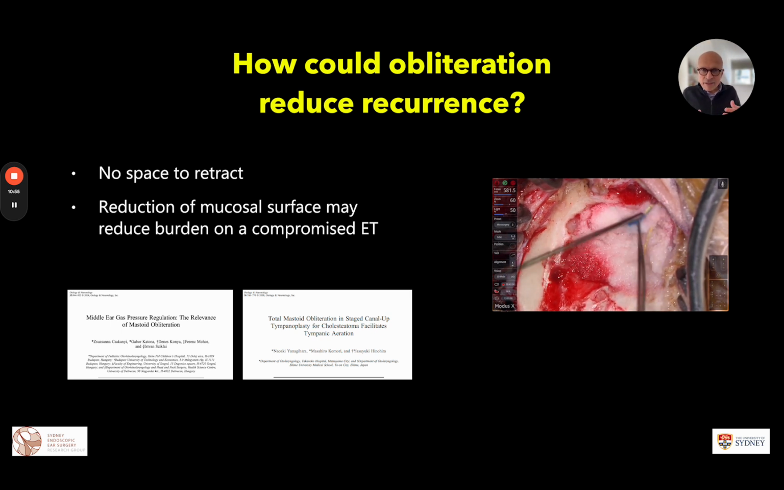And potentially, if we're looking at the compromised eustachian tube function theory of cholesteatoma formation, then if we reduce the mucosal surface that's required for the compromised eustachian tube to ventilate down to just the mesotympanic surface of the middle ear, then maybe this reduces the burden on a compromised eustachian tube, and in that way it might reduce the risk of recurrence.